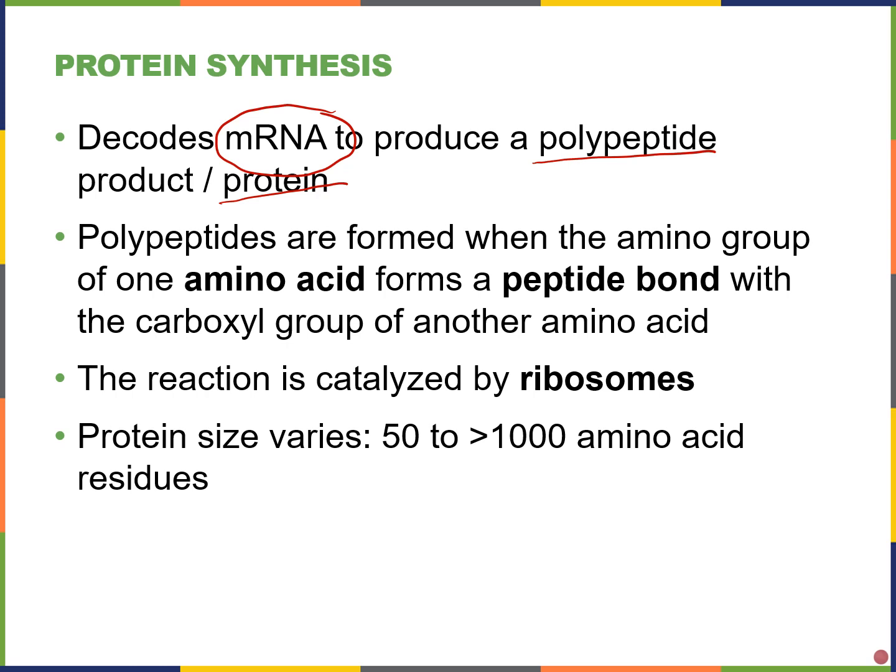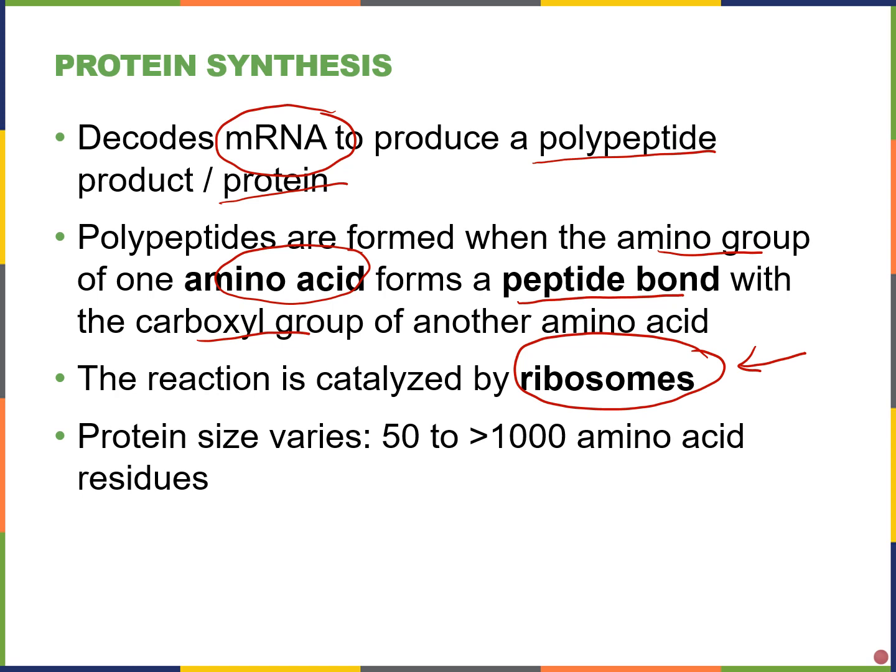So these polypeptides are made of subunits or monomers of amino acids. And amino acids, when they're linked together, are connected through a type of covalent bond known as the peptide bond, where we're going to see the amino group of one amino acid binds to the carboxyl group of the next amino acid. Ribosomes will catalyze this process of protein synthesis, and we're going to see ribosomes are composed of both proteins and ribosomal RNA.